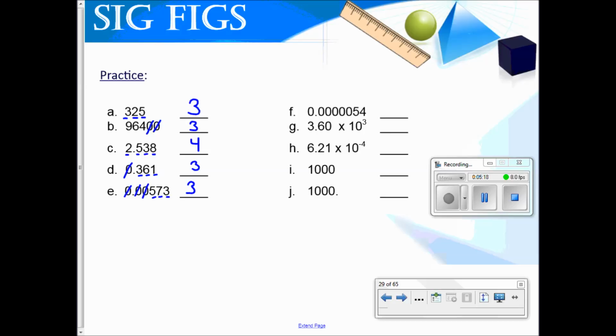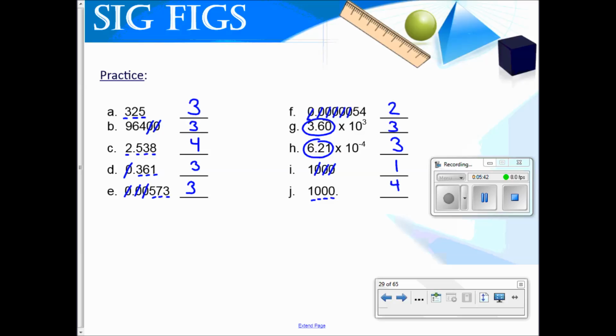This one has zeros, but they are leading zeros, so we don't need to worry about those. This one's scientific notation, so all of the coefficient counts. Scientific notation, so all of those count. And this one has zeros. We don't see a decimal, so those trailing zeros do not count, so there's only 1. Now we do have a decimal, so these do count.